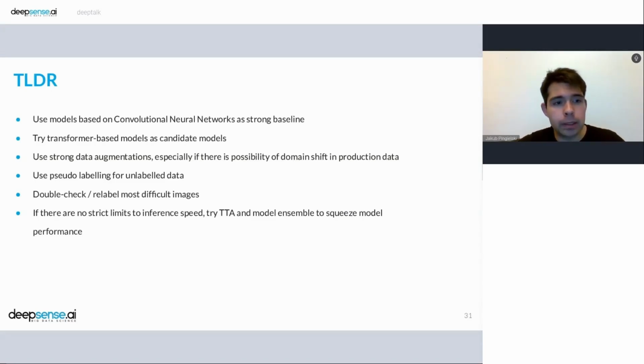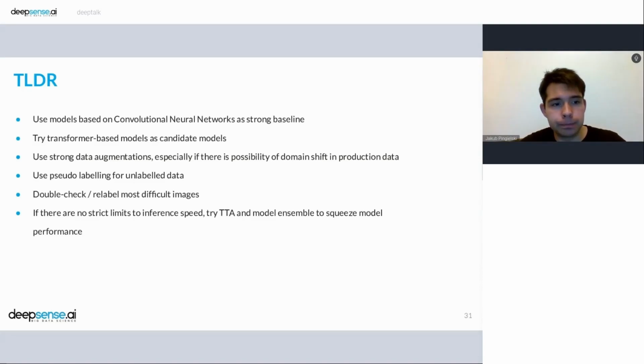I would also recommend using stronger than usual data augmentations, especially if you suspect that there will be a domain shift between your training dataset and your production data. If you have unlabeled data, you might want to try pseudo labeling if you have already a pretty decent model, and use those images in the training dataset. If there are some images that are very hard to make predictions on, you might want to double check them or even relabel, because there might be some mistakes in annotations.